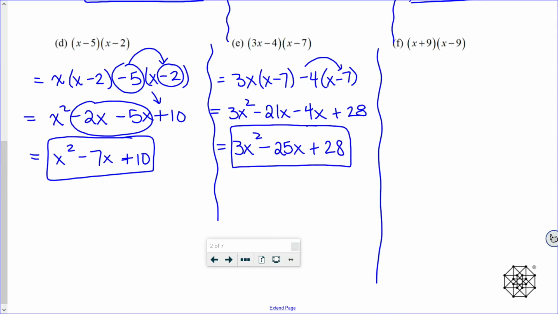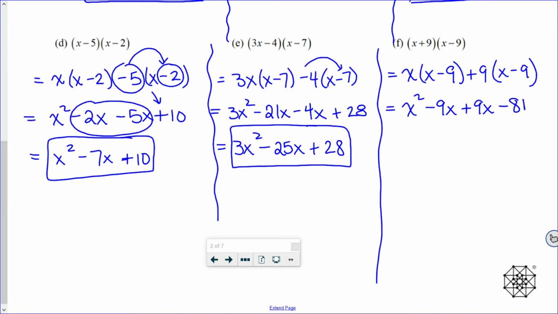All right. Now, our final one, something a little funny happens. And we're going to concentrate on this in the next lesson, I believe. We're going to multiply first by x times x minus 9, and then positive 9 times x minus 9. x times x is x squared, and x times negative 9 is negative 9x. 9 times x is positive 9x, and 9 times negative 9 is negative 81.